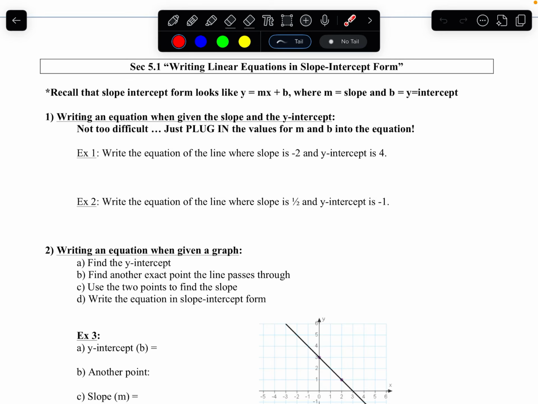Hello and welcome to 5.1, writing linear equations in slope-intercept form.